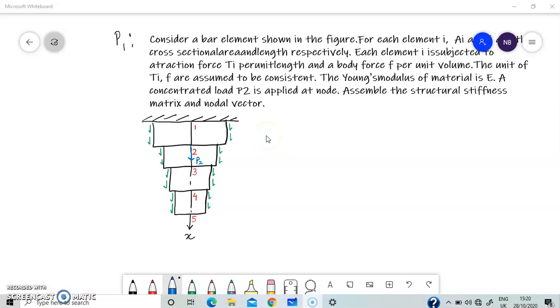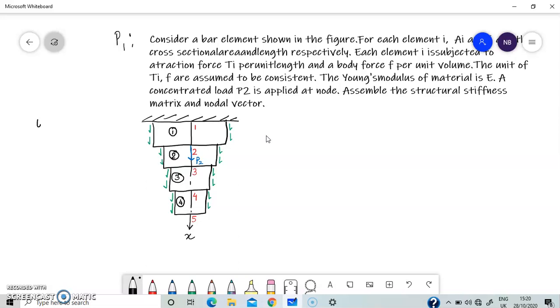Let's take an example of a one-dimensional bar element. As seen in the diagram, you're given a stepped shaft, and for every element i, you're told that the cross-sectional area is Ai and the length is Li. There are 5 nodes as seen, and there are 4 elements. So I will number the elements 1, 2, 3 and 4. The circled numbers mean the element number.